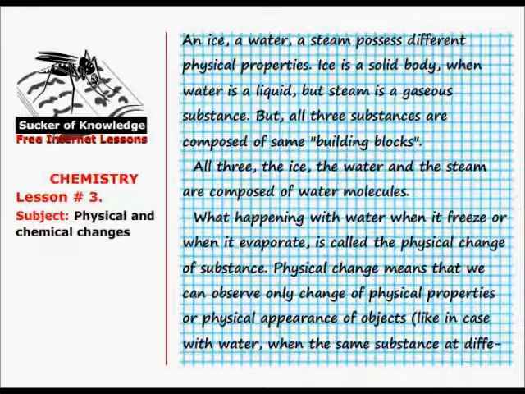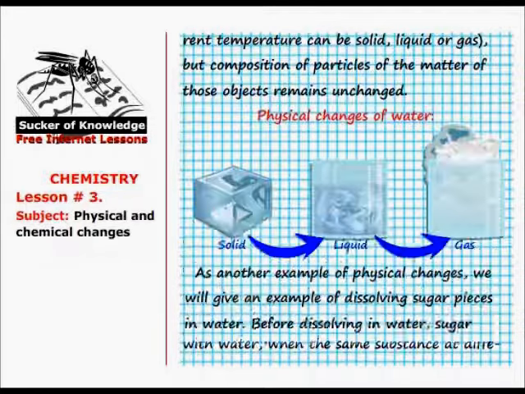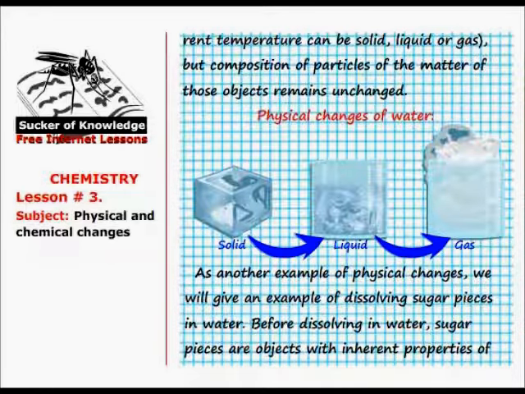Physical change means that we can observe only a change of physical properties or physical appearance of objects, like in the case with water. The same substance at different temperatures can be solid, liquid or gas, but the composition of particles of the matter of those objects remains unchanged.